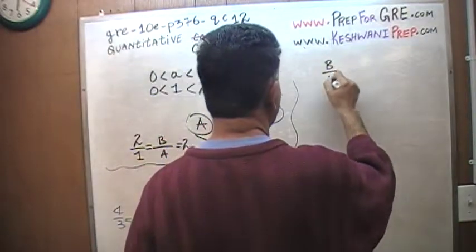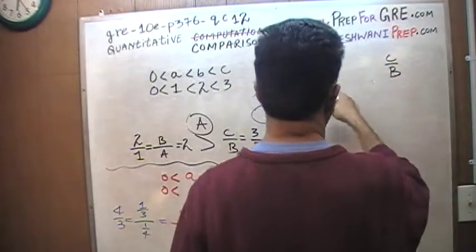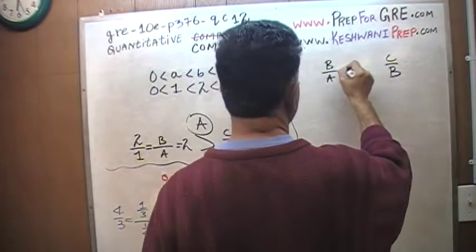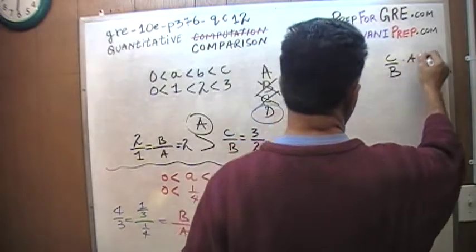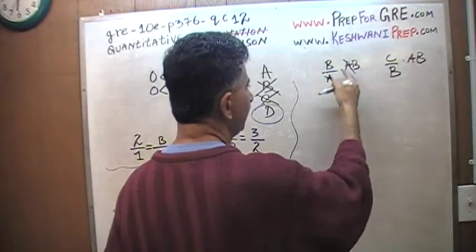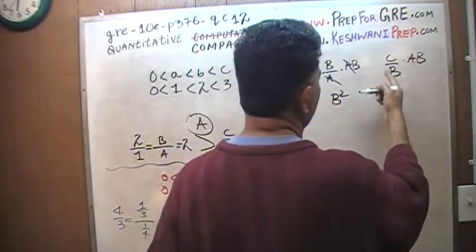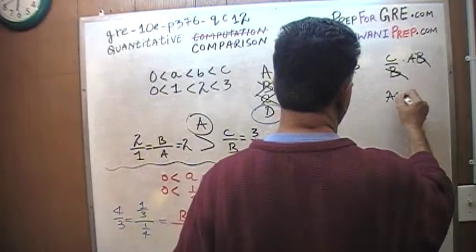So we have B over A in this column and C over B in this column. I have an A and a B, so let's multiply both sides by A times B. I'm going to multiply this column by A times B, and this column by A times B. The A drops out, and B times B is B squared. And B drops out, and A times C is just AC.